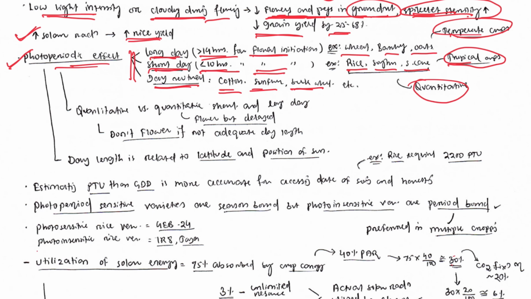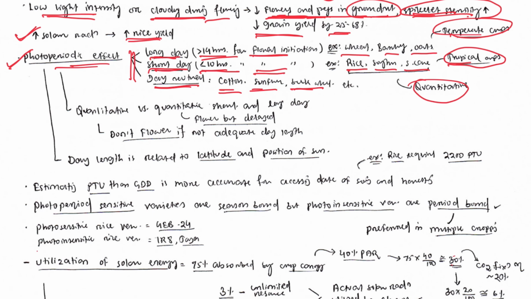Okay, qualitative means it will flower or not, but quantitative means it will reduce the flowering. Suppose 100% flowering should have happened, if the day length condition is not met, the flowering will be reduced, up to 10 to 30% or 50%. But qualitative long day or short day means that it will not flower at all.